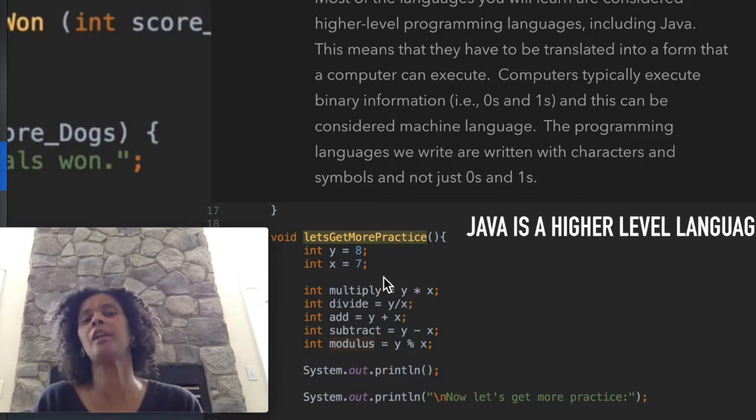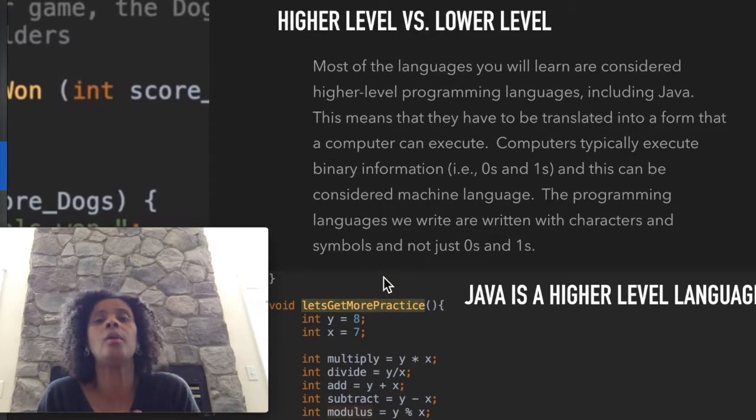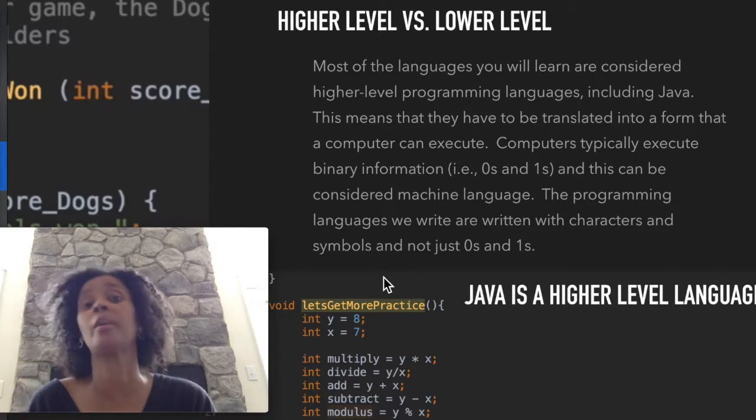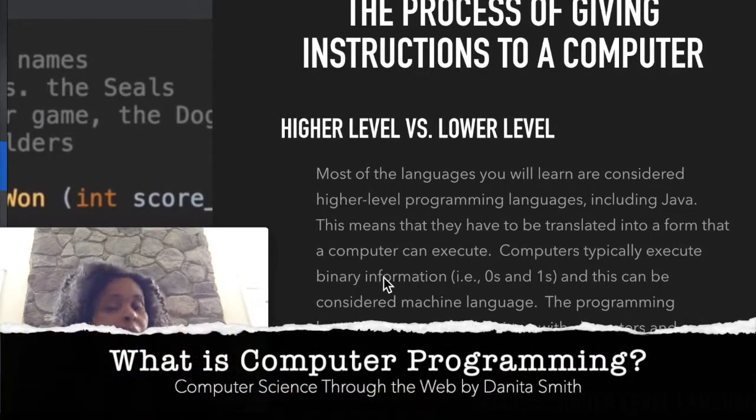So I just want to give you that understanding of the difference between a higher level and a lower level programming language, and in general what you're doing when it comes to computer programming: just giving instructions to a computer for it to do something for you.